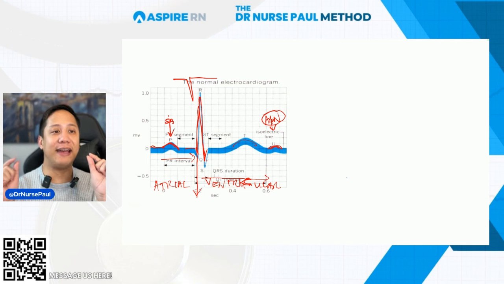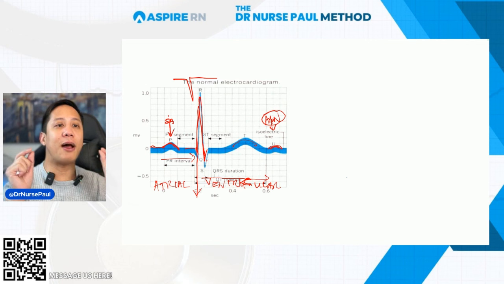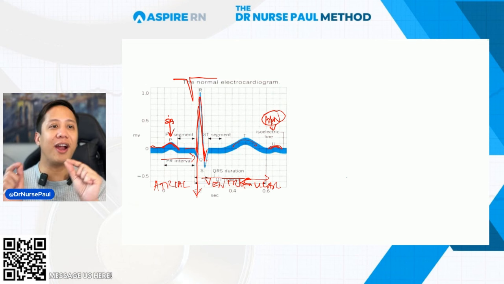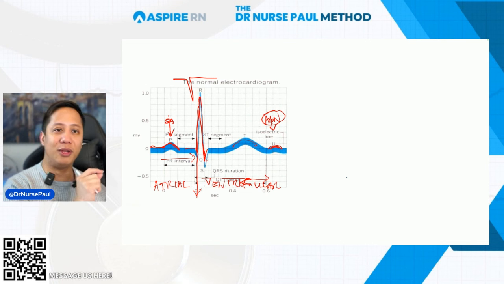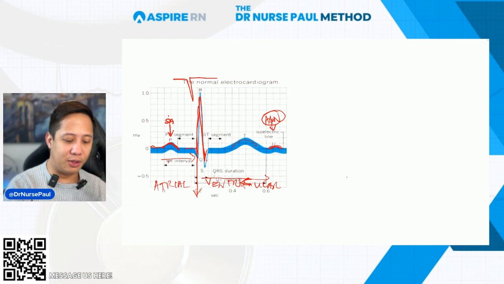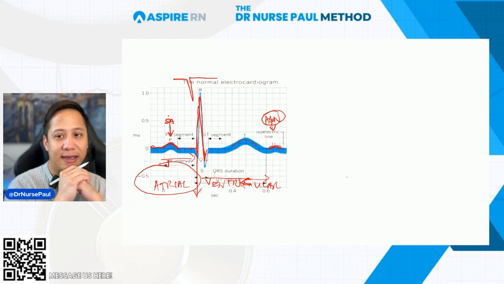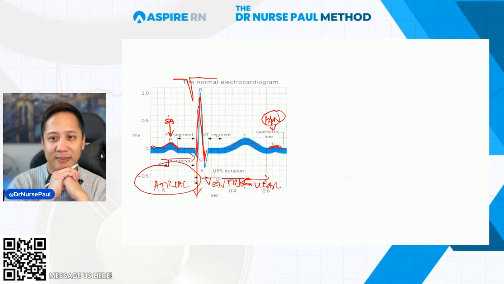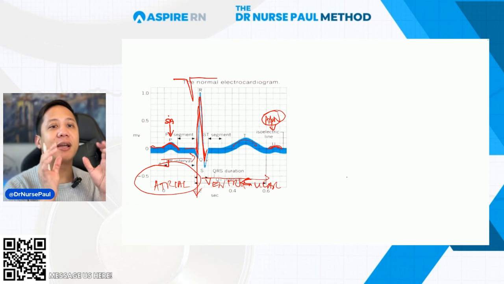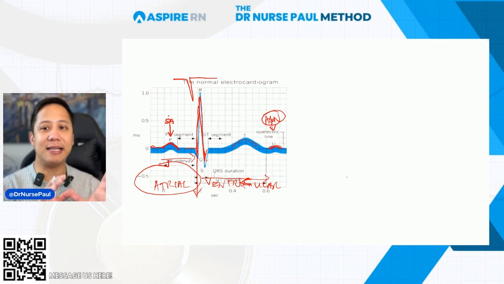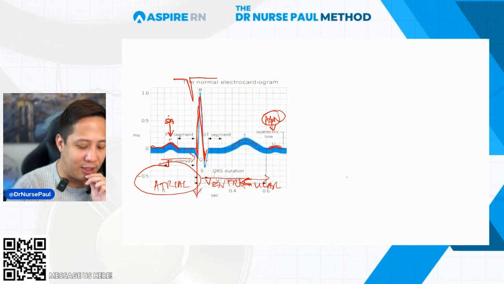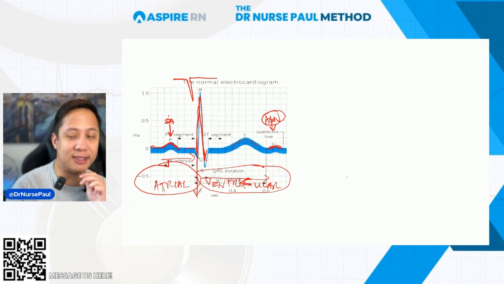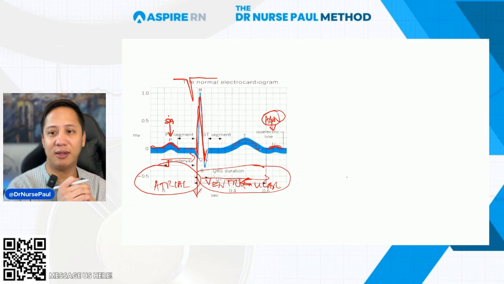So let's apply that learning. When you have a problem with P or PR, where is the problem, atria or ventricle? Somebody requested me to repeat it. When we have a problem with P or PR, where is the problem? It already says on the screen. Atrial. Entiendes? Understood? All right, atrial. What if the problem starts from the Q, RS, ST, T? Where is the problem? Guys, it's already on the screen. Q, RST, ventricular. You got it?